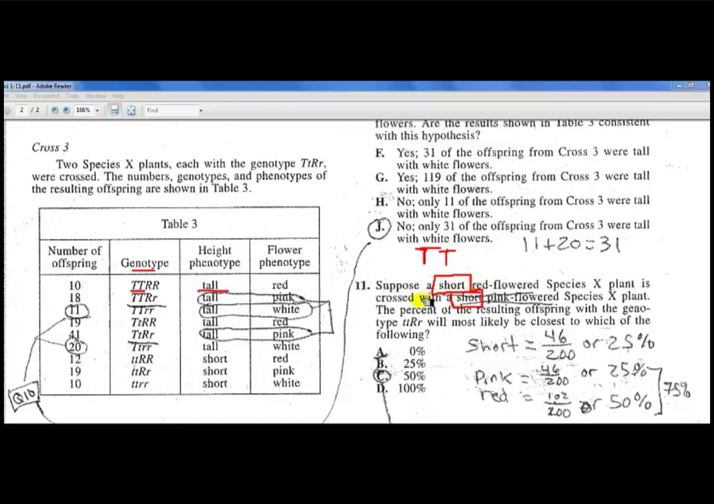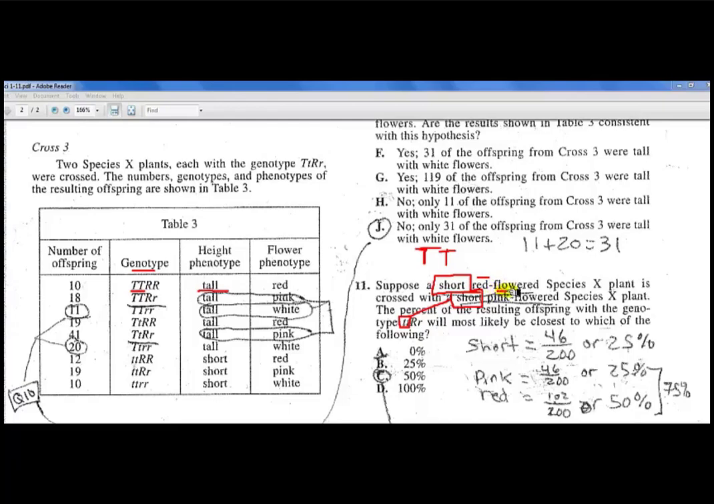They give us this information already. Two short plants has to be two small t's. So now this information becomes non-significant here. This is where we need to start focusing.